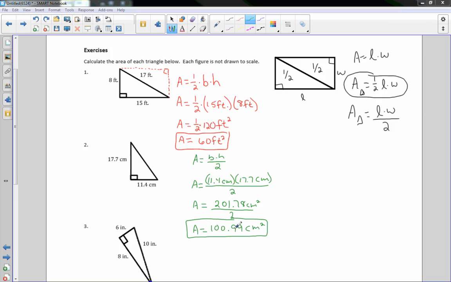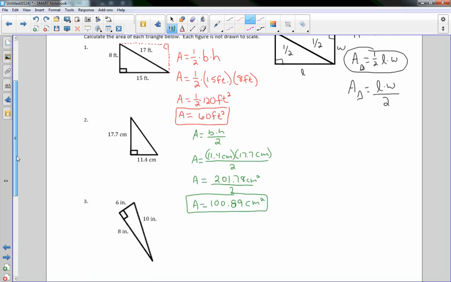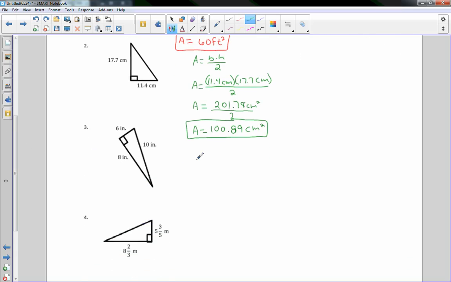Okay, and I did a minor miscalculation there. It's 100.89 centimeters squared. Half of 17, 9 and 9 is 18. That was too much, so it's 8 and 8 is 16 with the remainder of 1. Okay, so on to the next one.